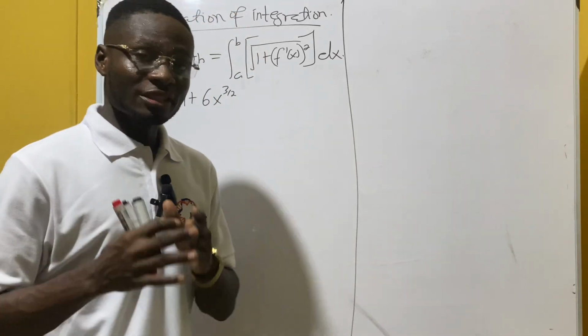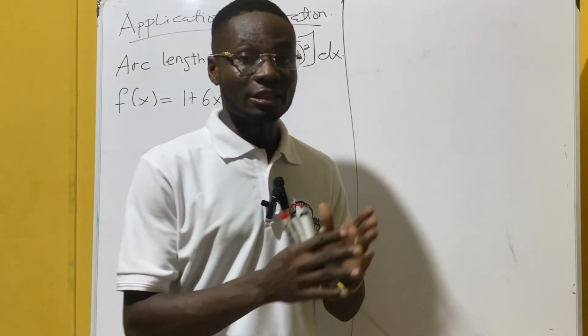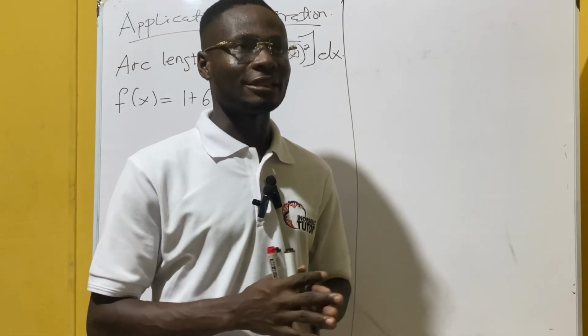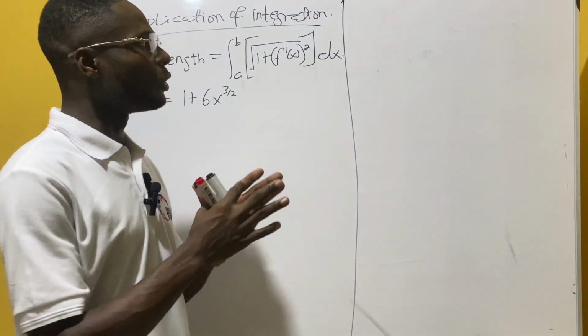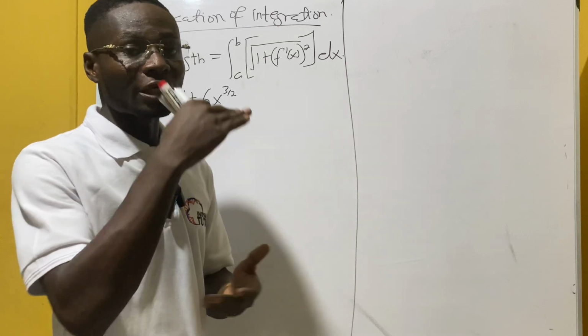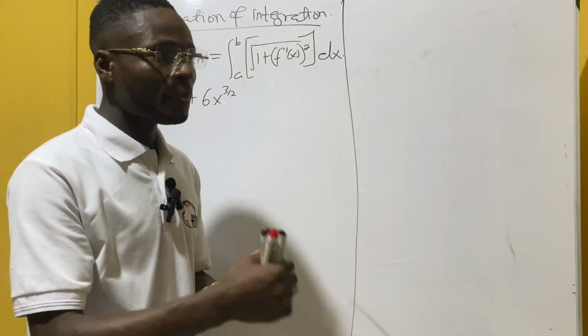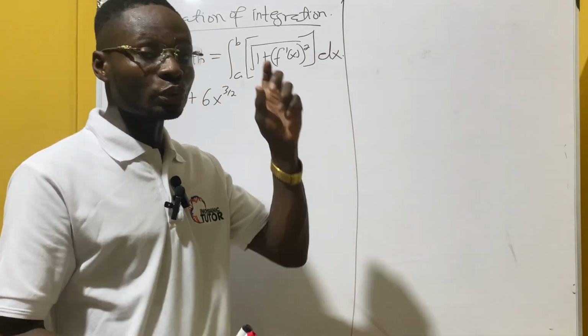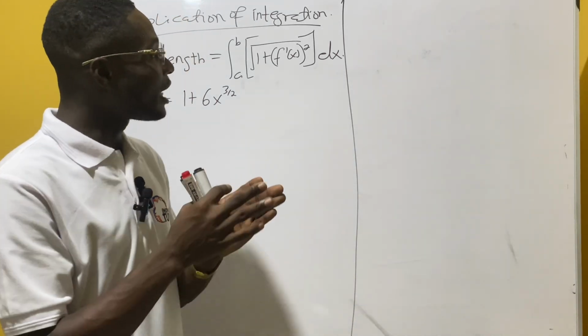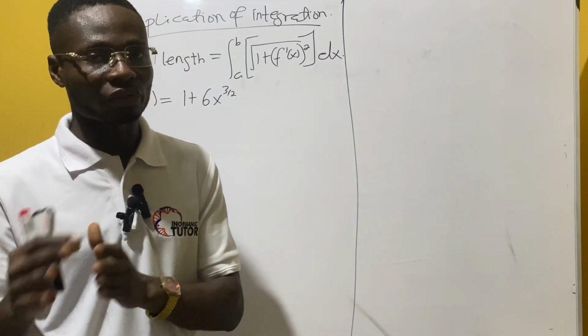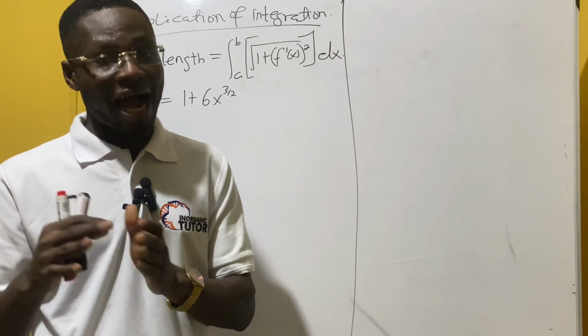So with today we are going to talk about the arc length. Basically the arc length is just about you integrating a particular function, okay, from a lower limit to the upper limit. And then when you have a particular function, you want to find the arc length.